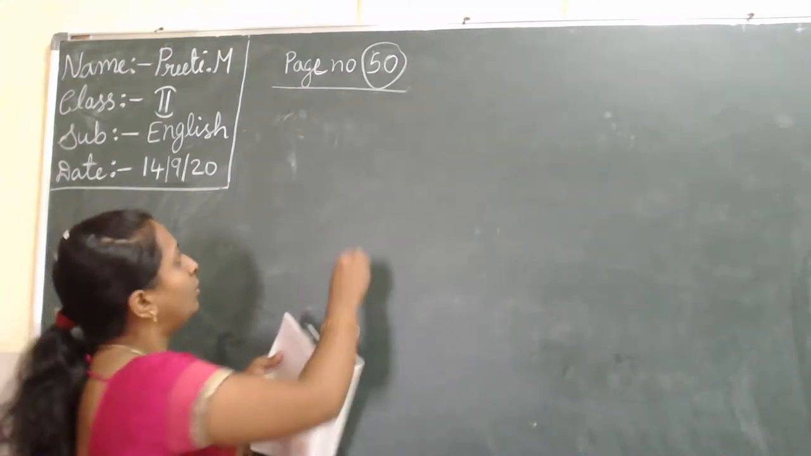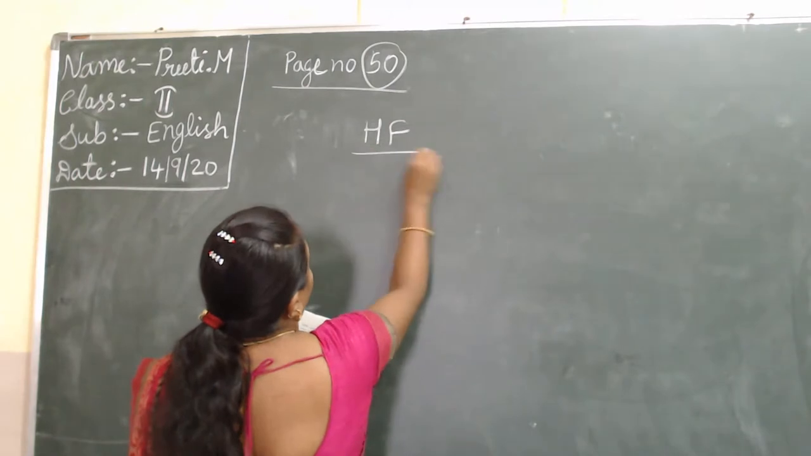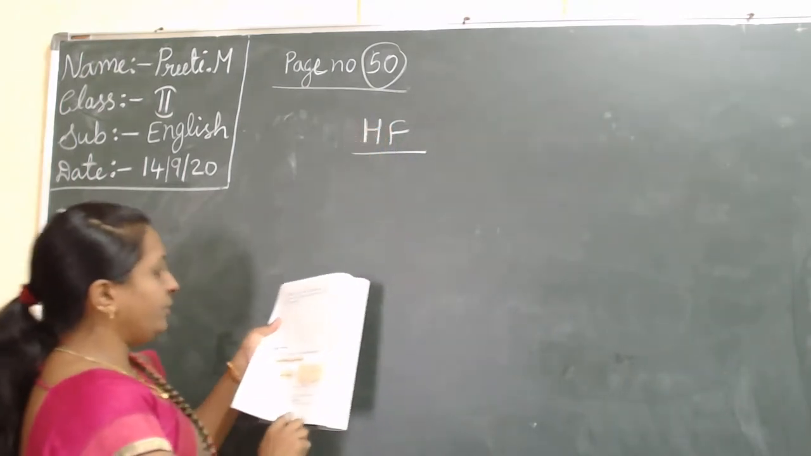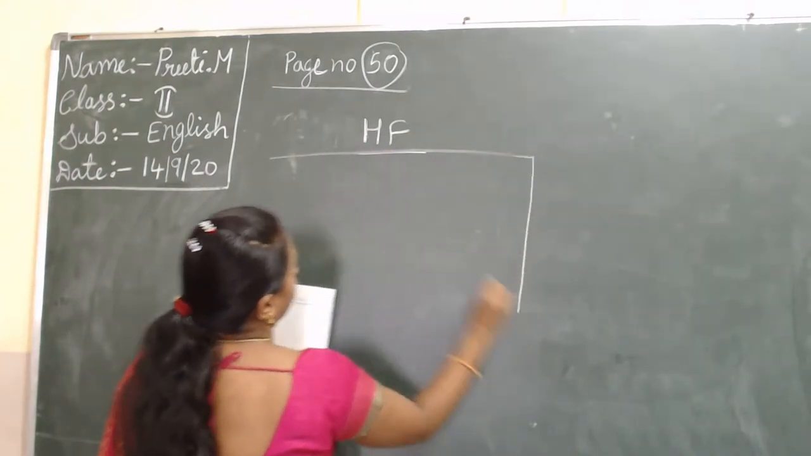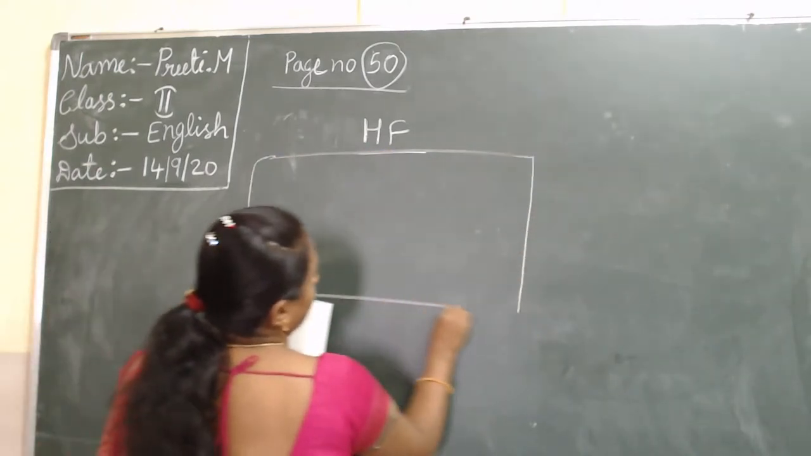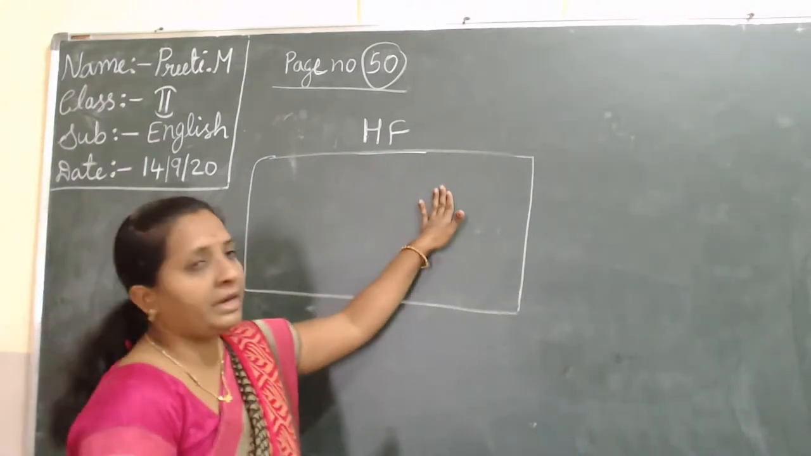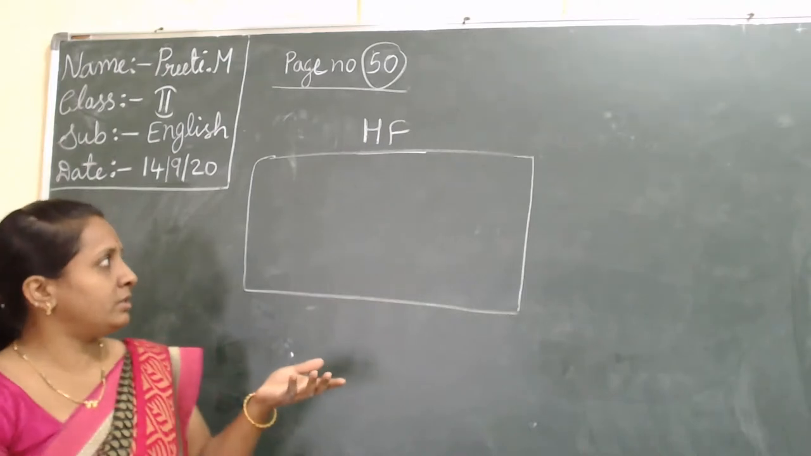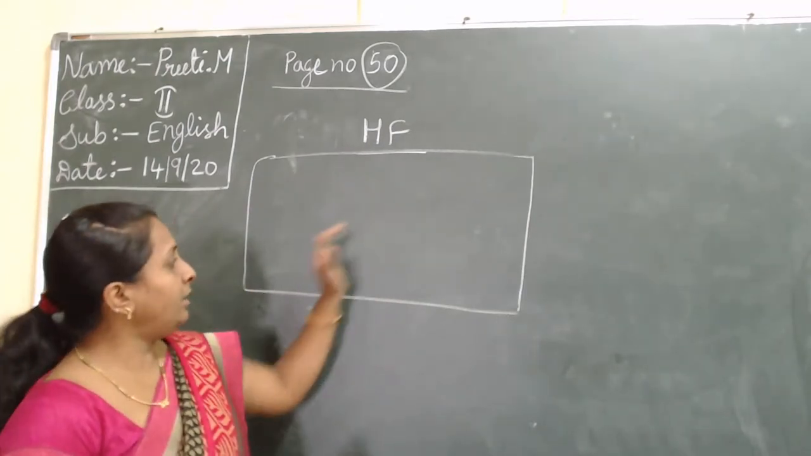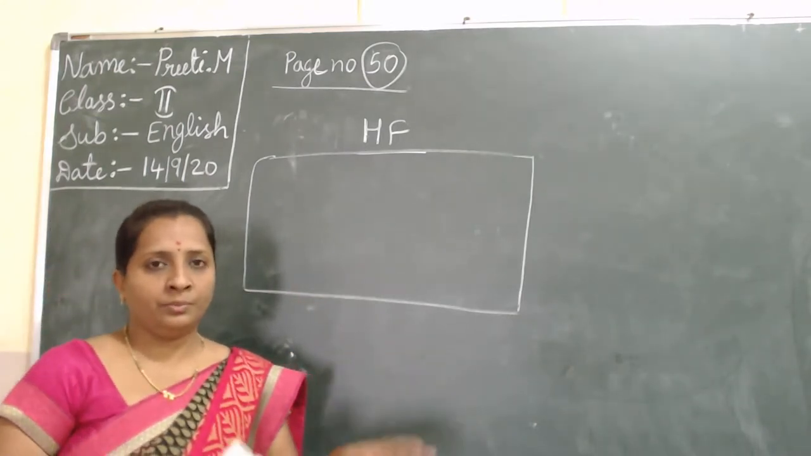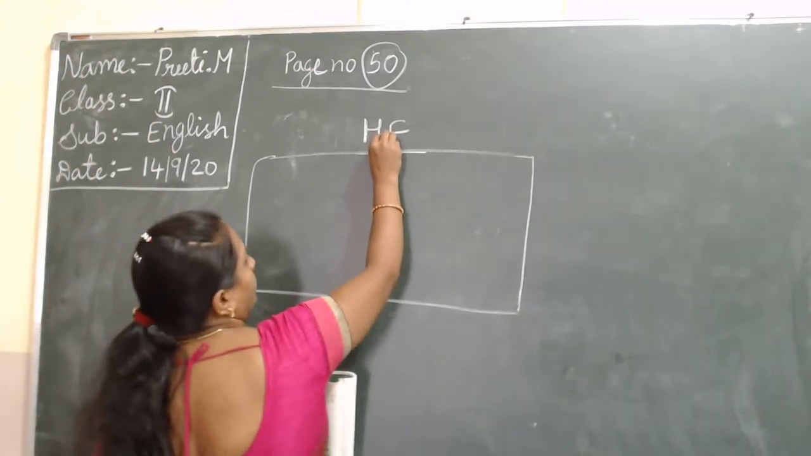I'll give you homework, children. This is homework for you, children. Page number 15. Here they have given a place. In the box, you should draw any two characters of your choice. That is left to you, children. Choose any two characters and write their names, children. Okay, I'll give you this homework.